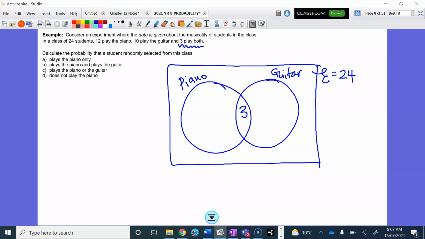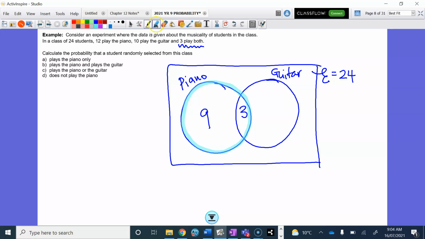Now we can go back to the other information that's there. 12 students play the piano. What that really means on our Venn diagram is that this entire circle that represents the students playing the piano needs to total up to 12 students. We already have 3 students in that circle, which leaves 9 extra students that play only the piano. So we've got 9 that play only piano and 3 that play piano and guitar. So total piano students totals to 12.